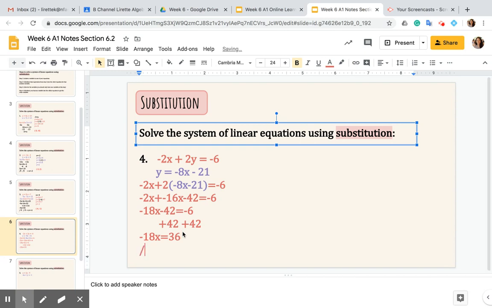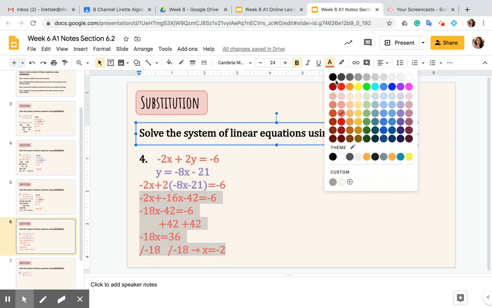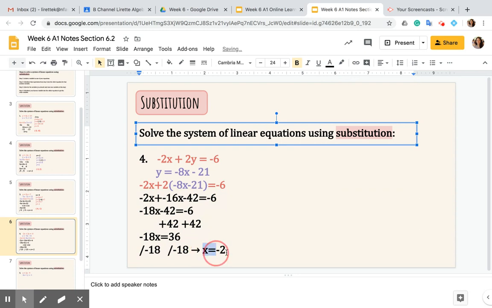And then last step, divide both sides by negative 18. Oops. That's going to give me an x value of negative 2. Okay, I probably should have made all of this black so it's consistent with color coding. So I'm going to take this and insert a text box here.